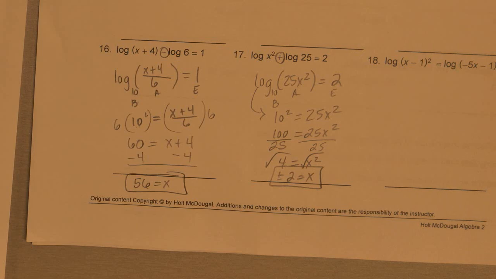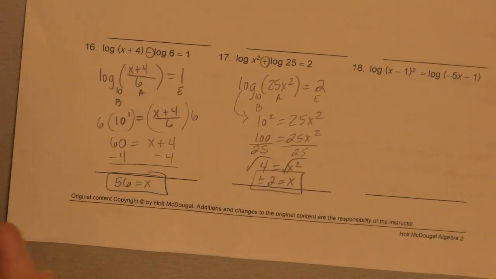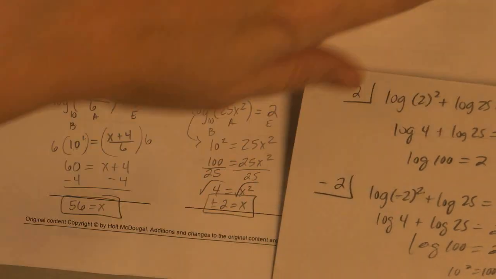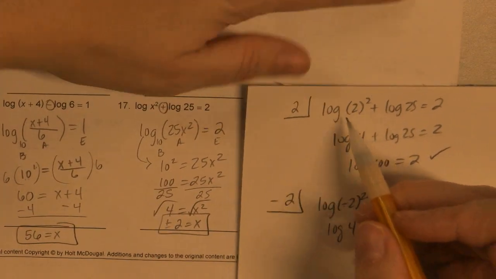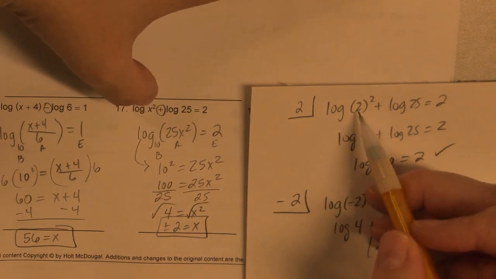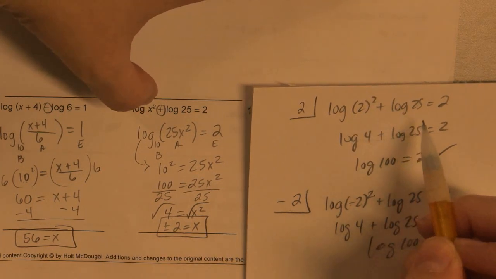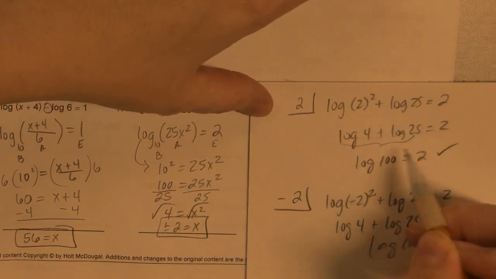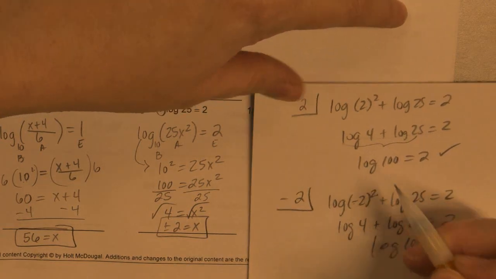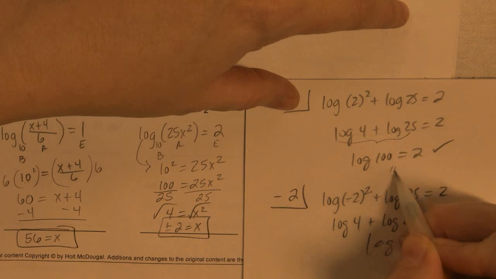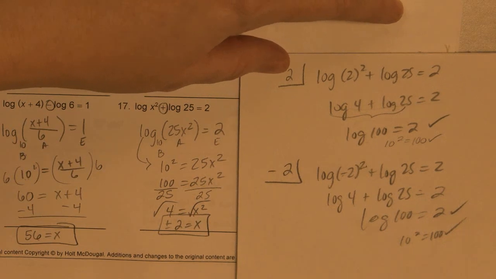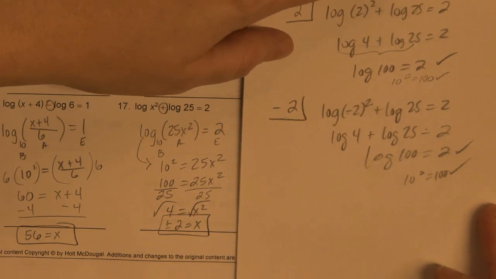Okay? So when you're checking them, you have to make sure that you're writing out the check for both of them, whether or not you think they're both going to work. So when you plug in the 2 into the original function, which is where you have to plug it in, it's 2 squared plus a log of 25 equals 2, and then 2 squared is going to be 4, and then you can use your product property to rewrite this. And then the log of 100 is 2, because 10 squared equals 100. So, yes, that checks.